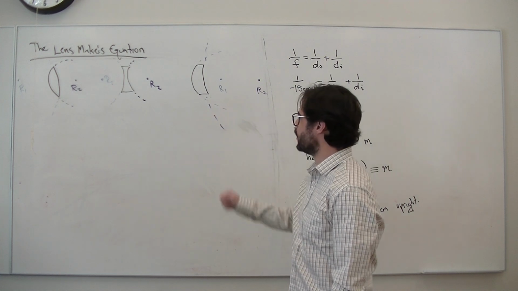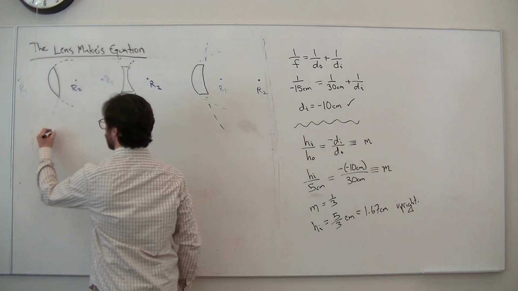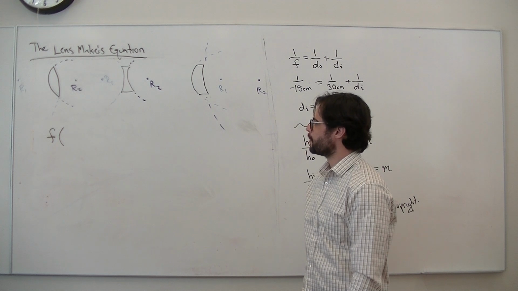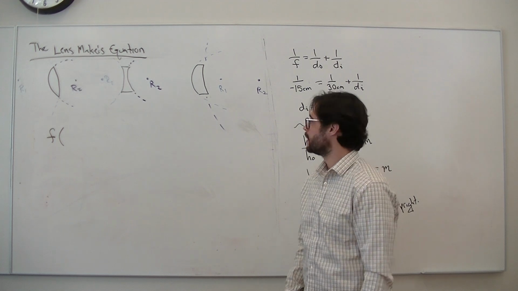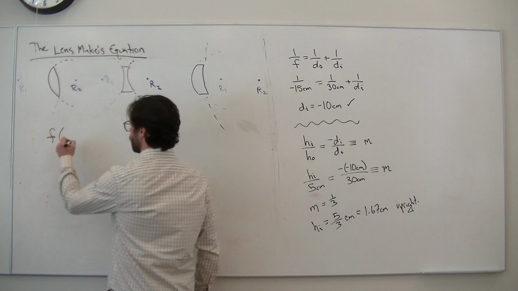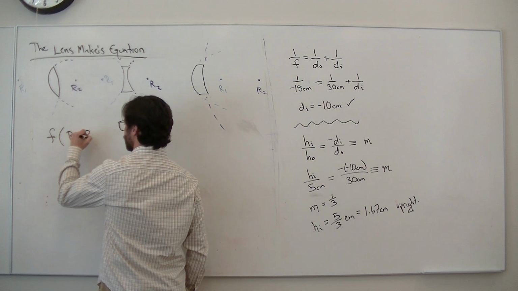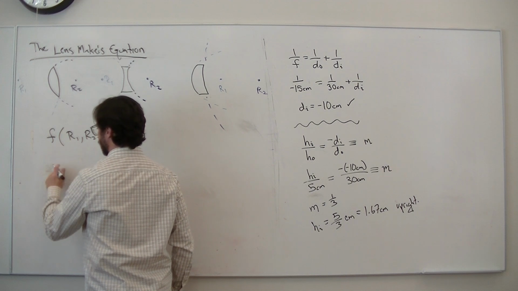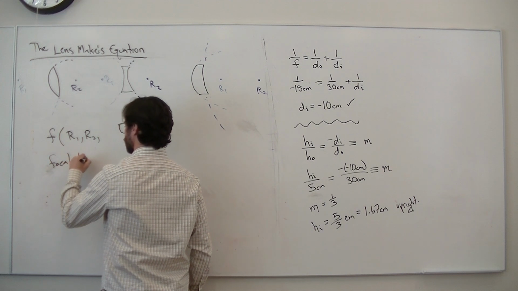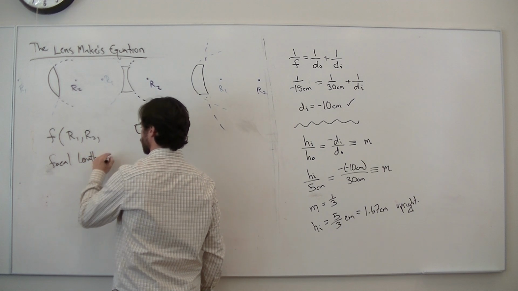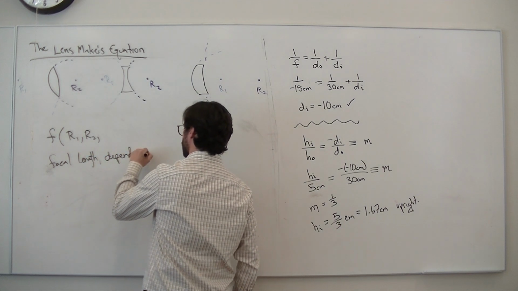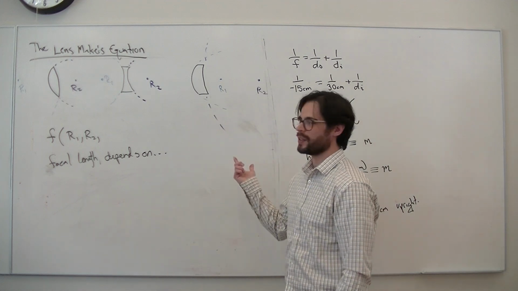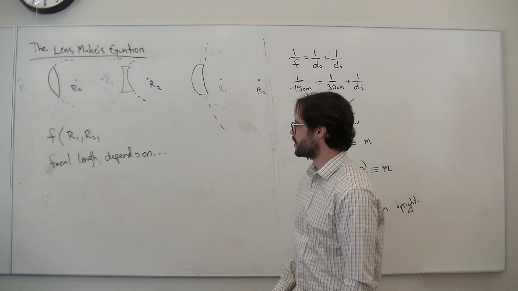So I've got a lens, and what could the focal length of the lens possibly depend on? Which is to say, f, the focal length of the lens, what could it be a function of? Clearly the geometry. So it's got to be a function of R1 and R2. What else could it possibly depend on? Can't hear you. Okay, so probably most people said the material itself, so the index of refraction of the material.